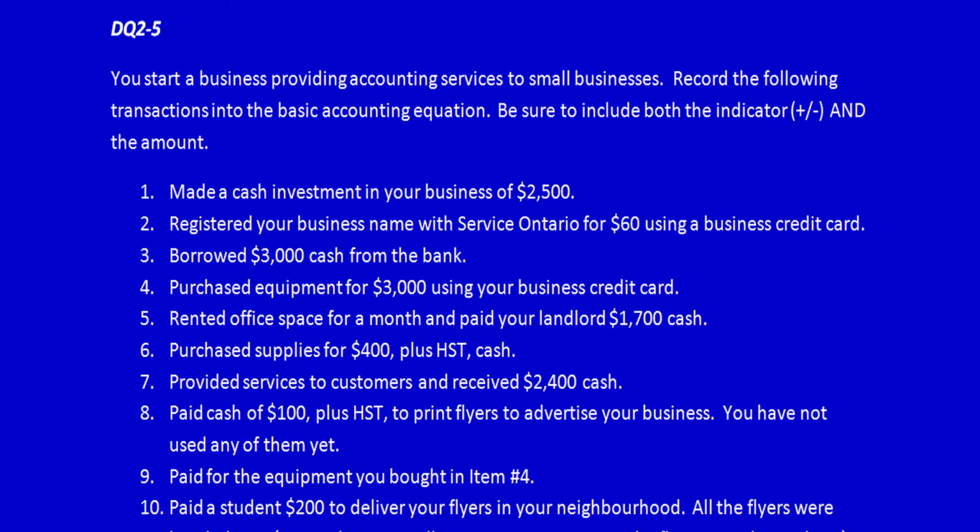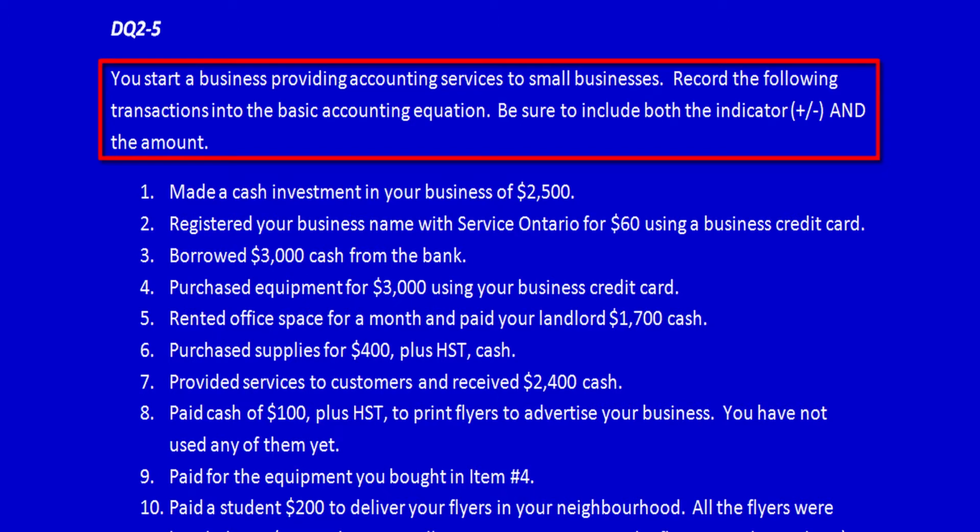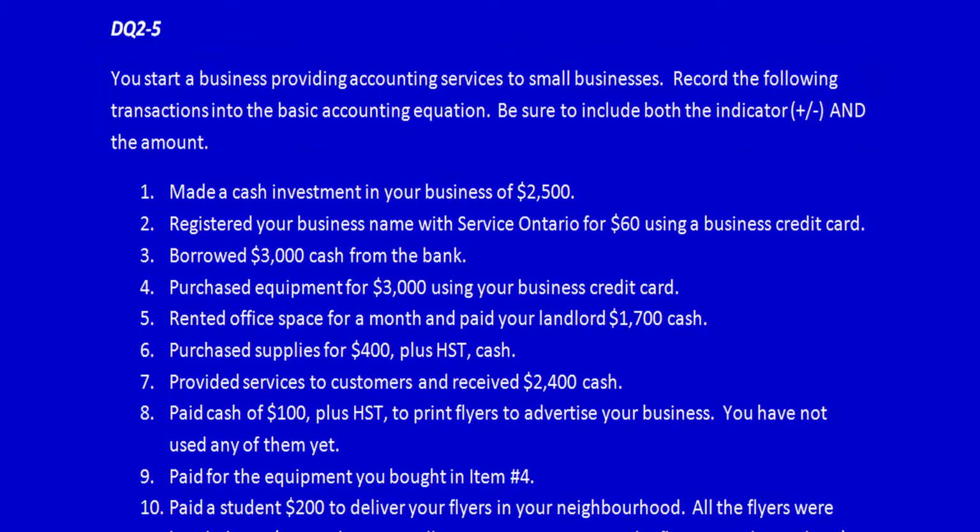We're now at demonstration question 2-5. You start a business providing accounting services to small businesses. Record the following transactions into the basic accounting equation. Be sure to include both the indicator plus or minus and the amount. Let's page down so we can see all the transactions.